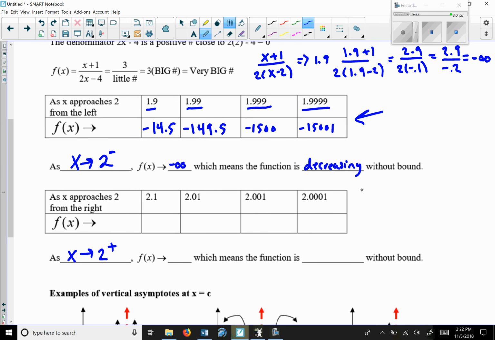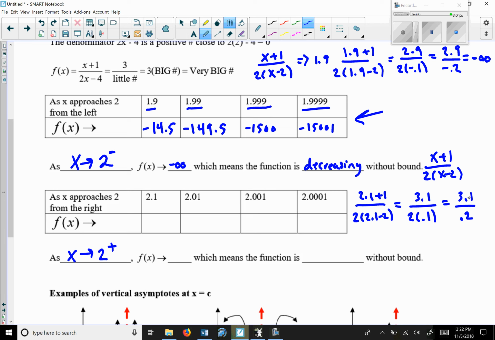So if I plug that into my equation that we had before, which again was x plus 1 over 2 times x minus 2, so 2.1 plus 1 over 2 times 2.1 minus 2. So this gives us 3.1 over 2.1 minus 2, now you'll notice that is 0.1. So we have 2 times 0.1, which is 3.1 over 0.2. So now you'll notice we have a positive divided by a positive.